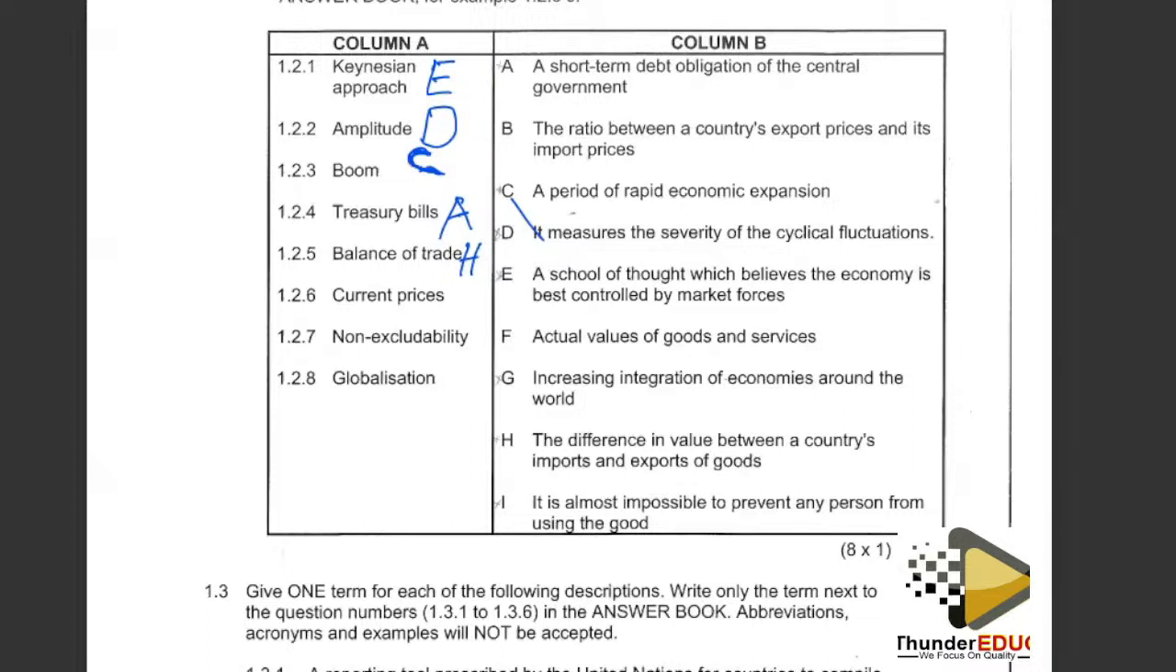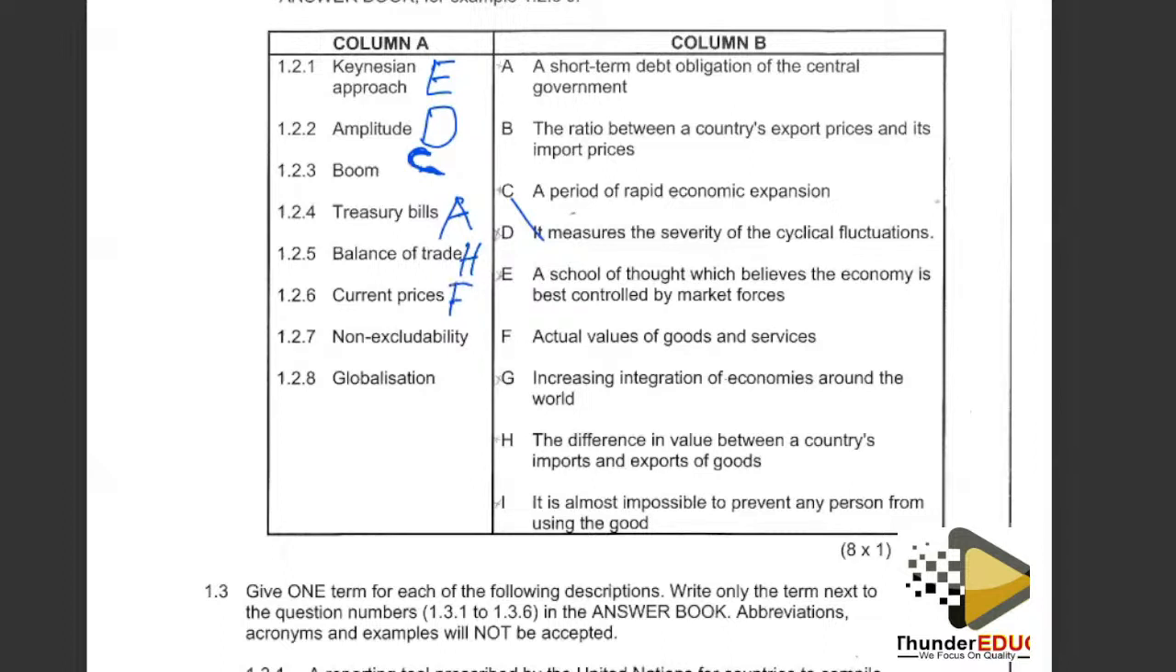Okay, right. So now let's move on to 1.2.6. 1.2.6 reads as follows: current prices. What are these current prices? When we talk of the current prices, in most cases, we check the actual values of goods and services. We check the actual values of goods and services. So now let's check the appropriate answer for this. If we lay our eyes on column B, we have F as our appropriate answer. So F is our appropriate answer.